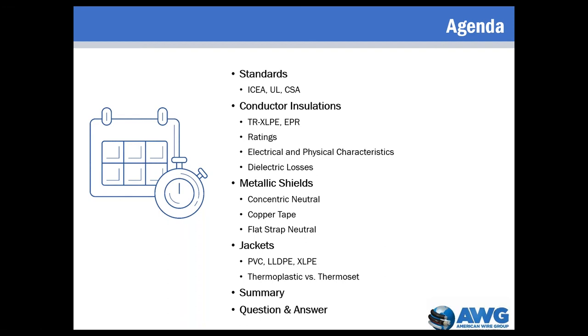The three more common metallic shields will be defined and compared, providing a few selection criteria for each. Last but not least, we will look at various cable jackets. Again, we have selected the three more common jackets available today, which cover both thermoplastic and thermoset material types. We will finish this presentation off with a summary, followed by an opportunity to ask any questions that you may have, time permitting, of course.